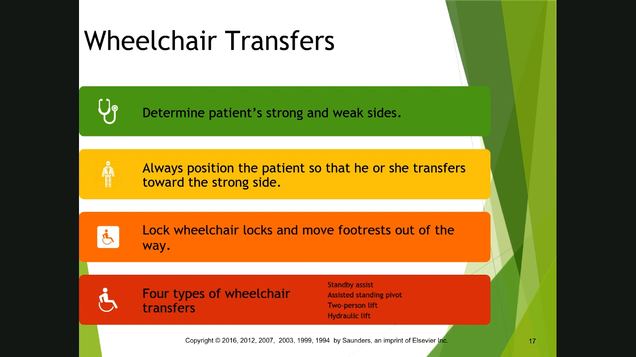Wheelchair transfers. There are 4 types of wheelchair transfers that we are going to discuss, but the first thing you have to do before you perform a wheelchair transfer is to determine if the patient has a strong side and a weak side. If both sides are equal, that's great. But let's say their right side is really strong and their left side is weak because maybe they've had a stroke and that's why they're in there. You always want to move a patient so that you're transferring towards the strong side. So if the right side is the strong side, you always want to move them from left to the right.